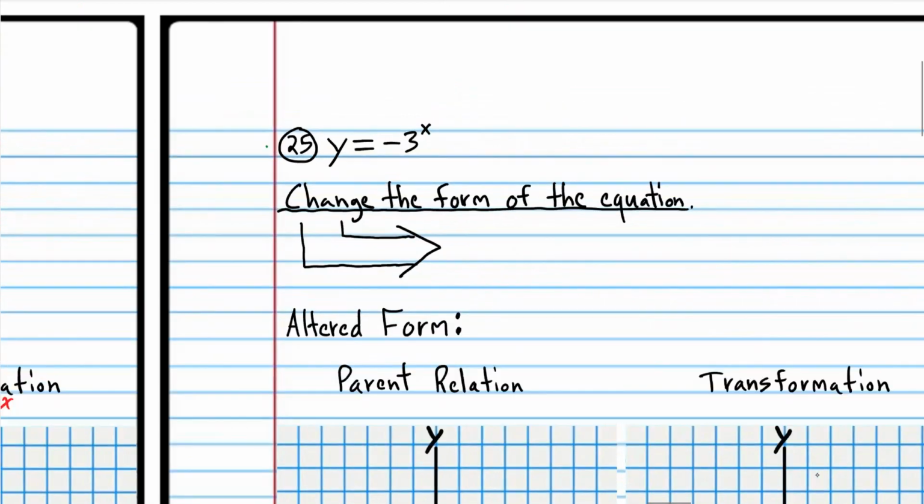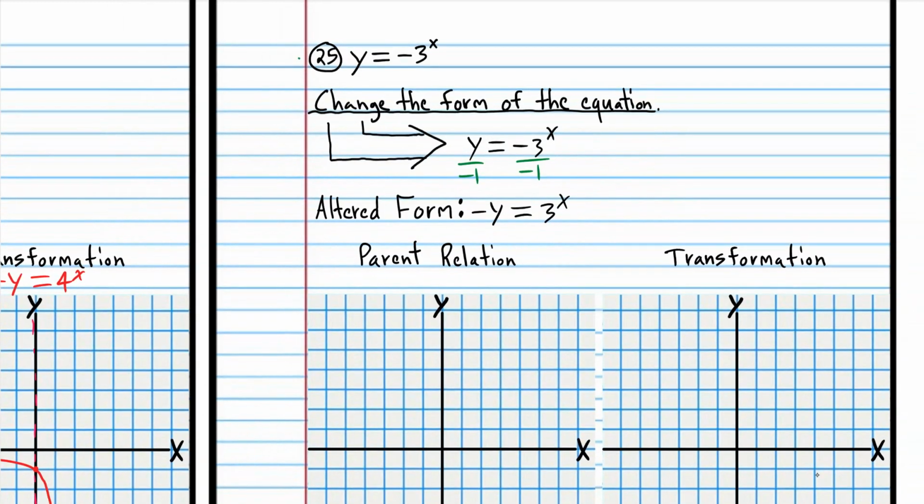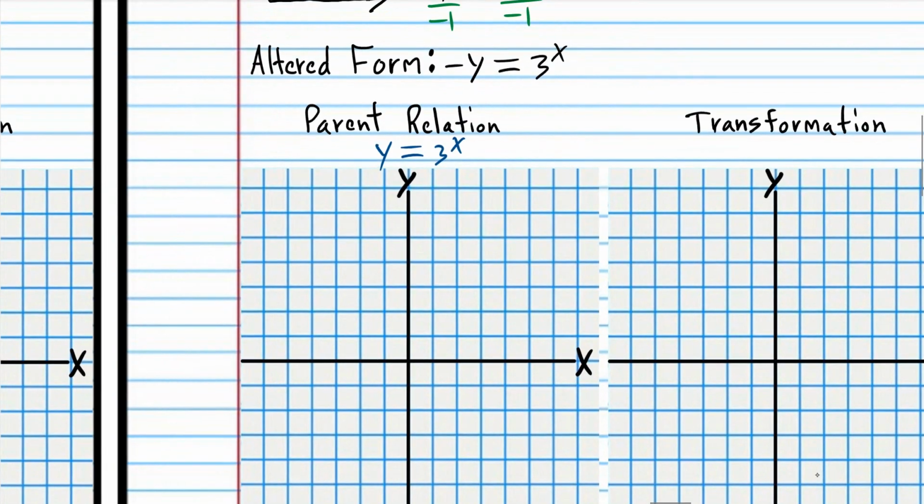All right, we're back. So same situation. We're going to divide both sides of that equation by -1. And we get -y is equal to 3 to the x. Obviously, the parent relation is y is equal to 3 to the x. We have a horizontal asymptote. This is an exponential relation. Plug in 0, we get 1. Plug in 1, we get 3. Connect the dots. And there you go.